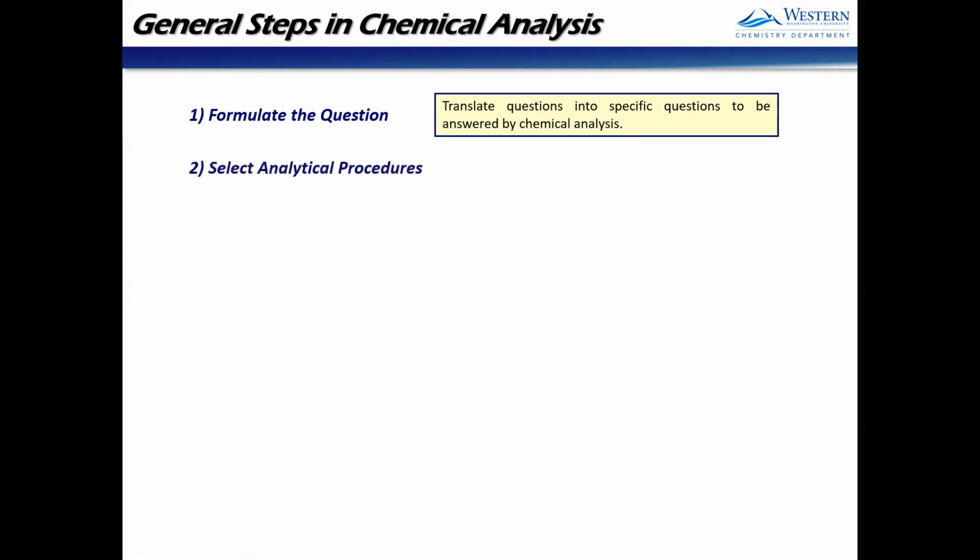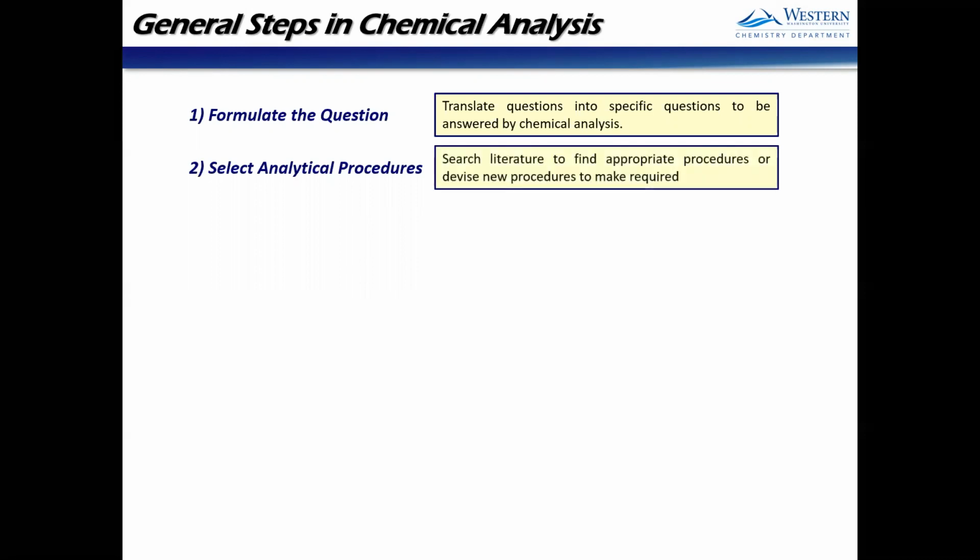Once you have this formulated question, then you should select the analytical procedure. If you want to know is it apple or pear, or you want to determine is it coffee or just water, you have different questions. You need to choose a different analytical procedure. So in order to answer those questions, you should search the literature to find the appropriate procedure or devise a new procedure to meet the requirements. After that, then you probably have the tool.